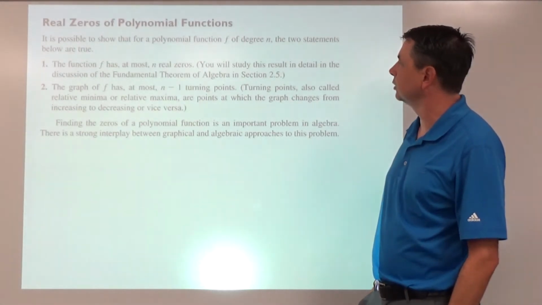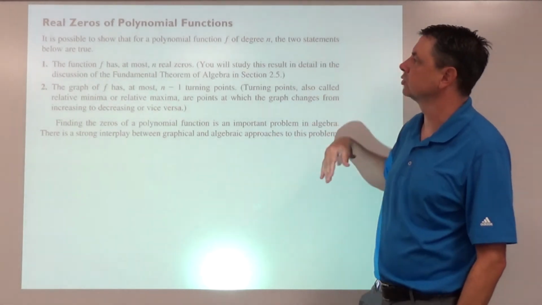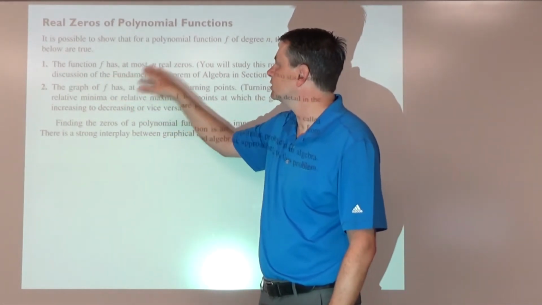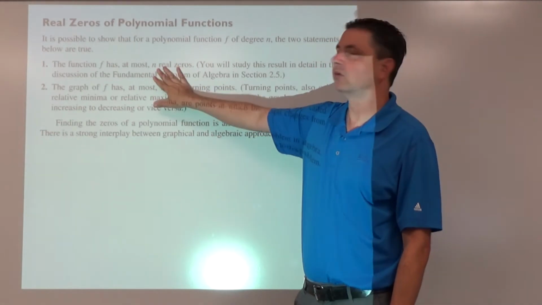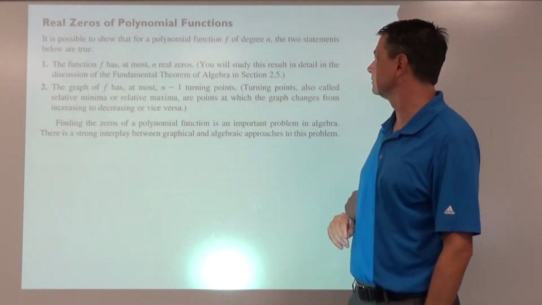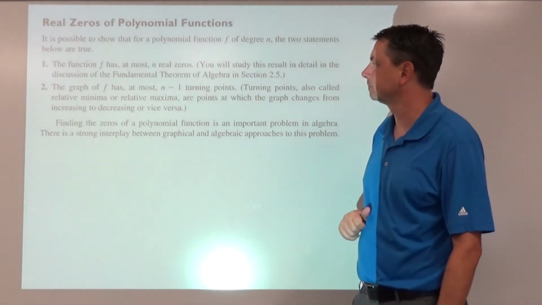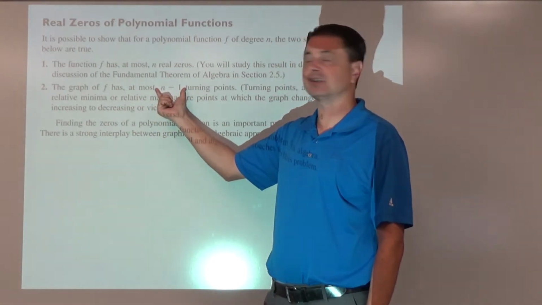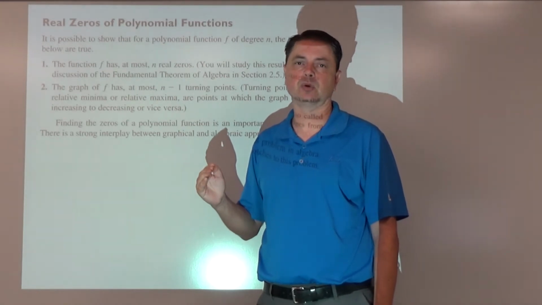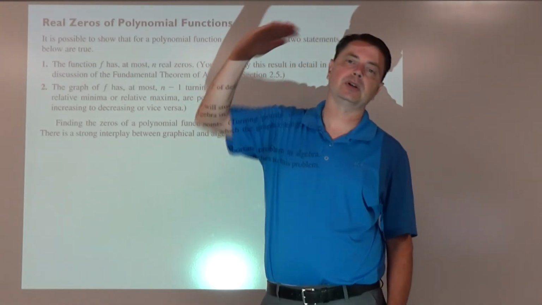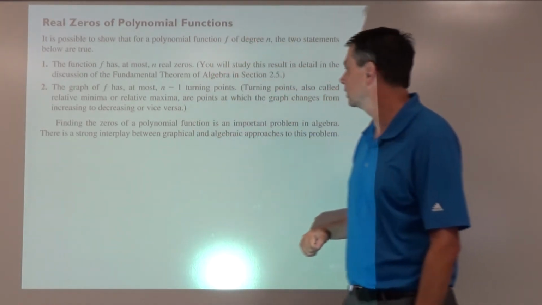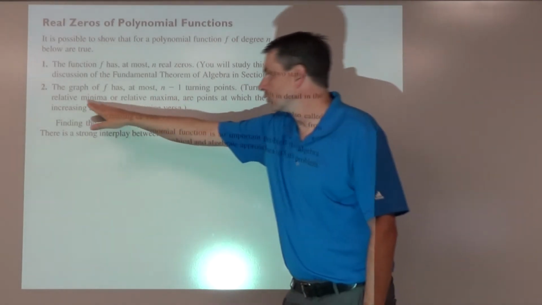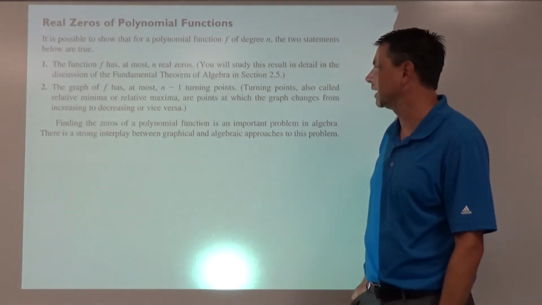Zeros of the polynomial function. Two statements are true. The function f has at most n real zeros for degree n. We'll get more into that. It has at most degree minus 1 turning points. Turning points means it was going up, now it's coming down. That's a turning point. Also called relative minima or relative maxima.